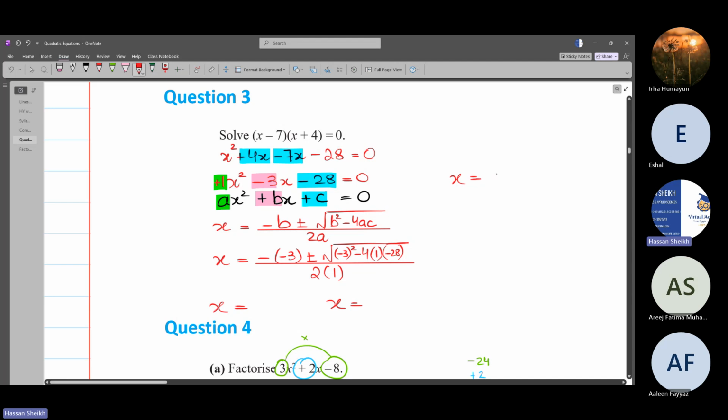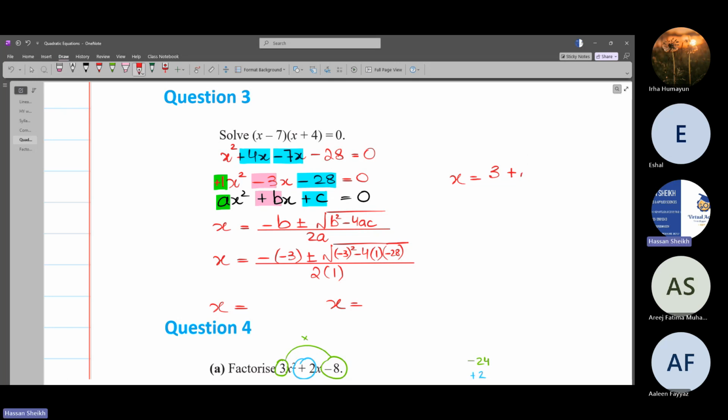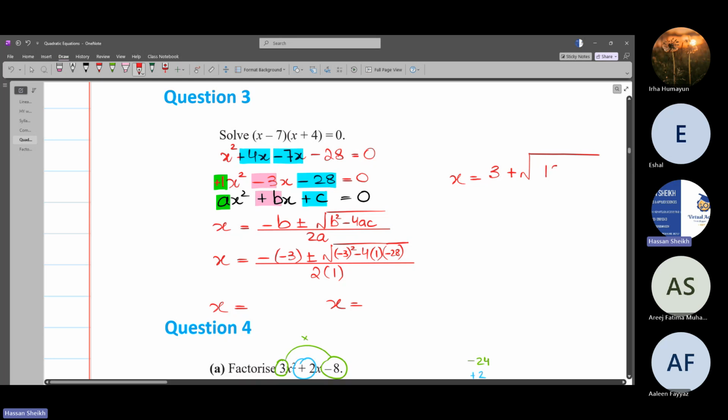So minus 3 is plus 3. B square, minus 3 square, is what? Plus 9. Okay, and minus 4 times 1 is minus 4. Minus 4 times minus 28 is plus 112. So 9 plus 112 is 121. Do you agree? Yes. Divided by 2, 1.